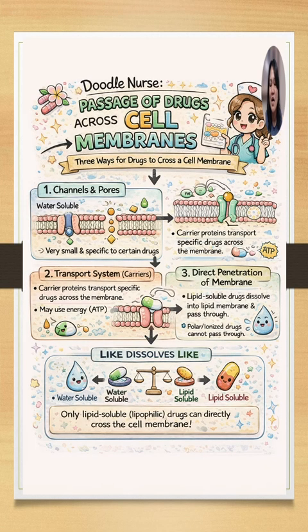So overall, only lipid soluble, non-ionized drugs can directly cross the cell membranes, making this a very important concept when predicting how well a drug will be absorbed. Understanding these mechanisms also helps us determine how quickly and effectively a drug can reach its target site.